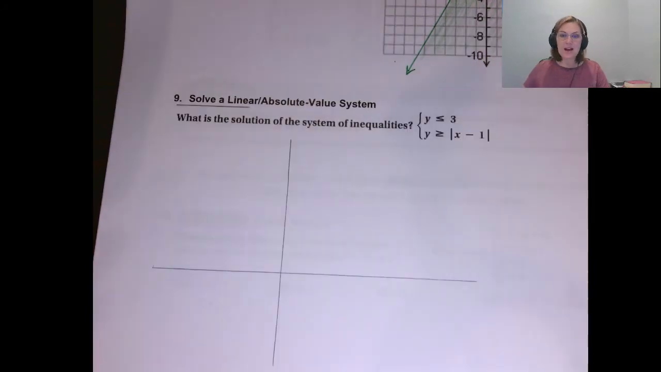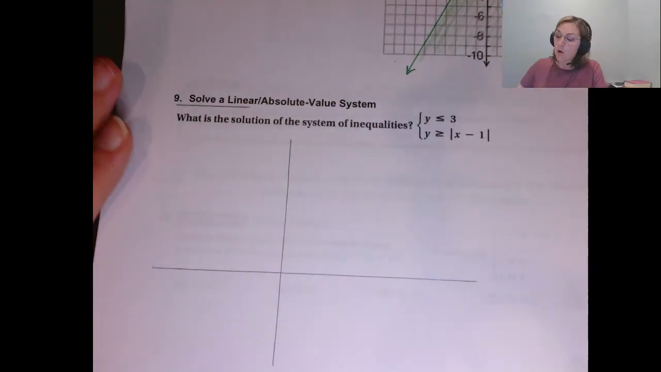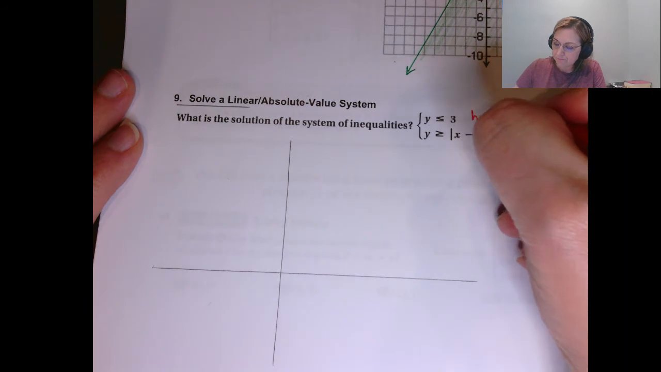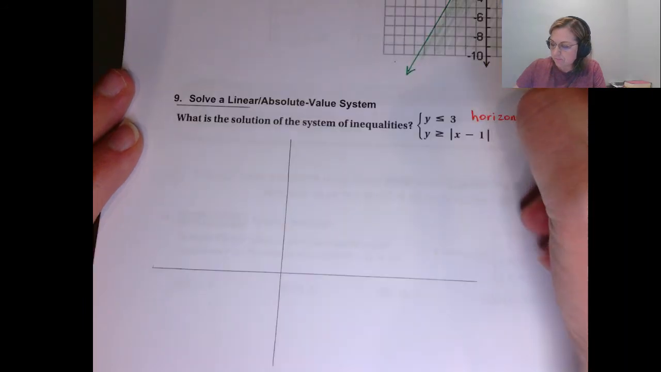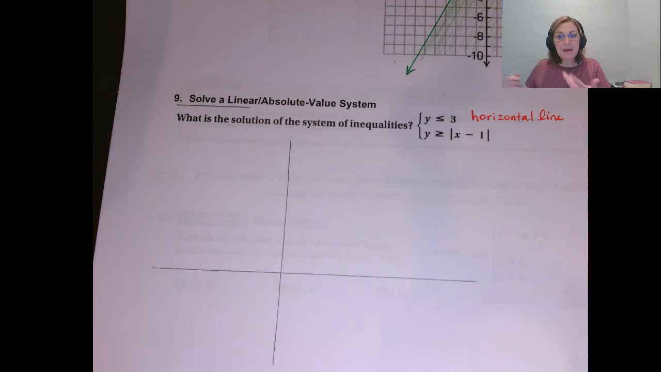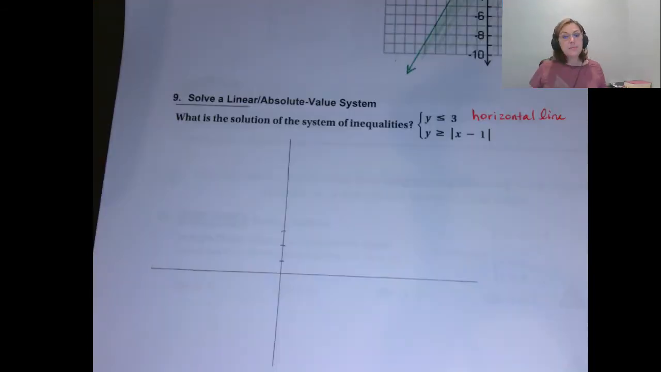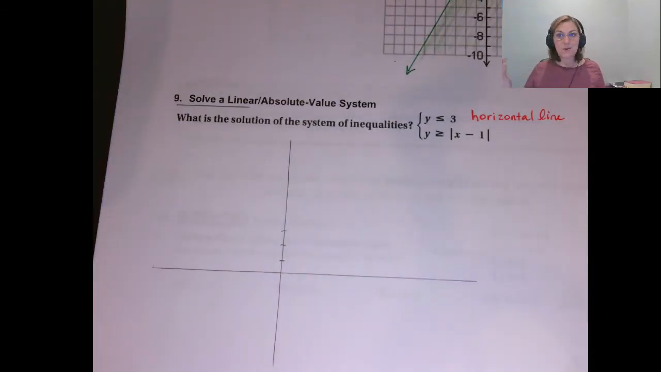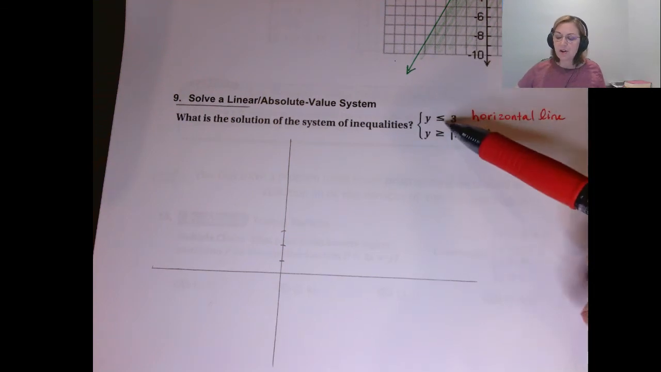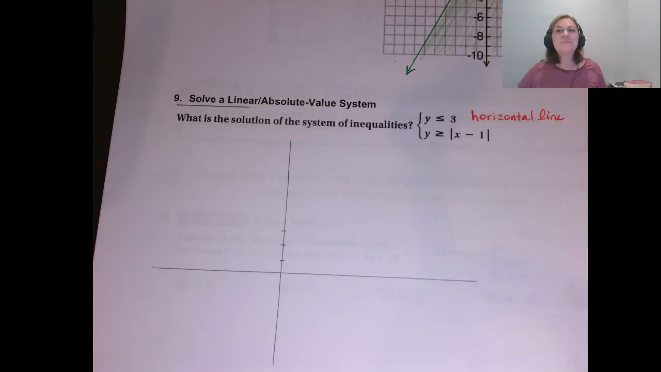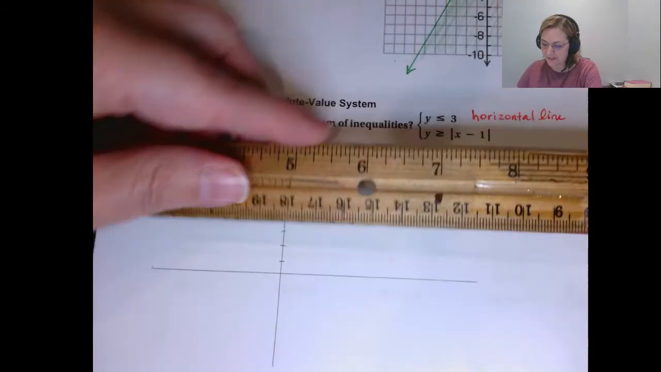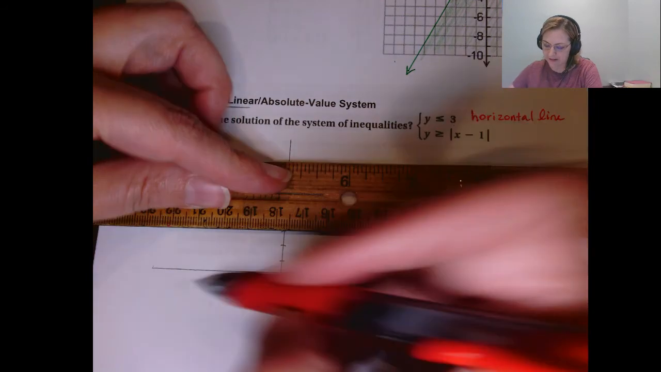Remember what each of these look like, okay? I know that y equals a number is a horizontal line. And so that means that I'm going to go up here on the y-axis. I'm just going to make some marks here. I'm going to draw a horizontal line at y equals 3. Ask yourself, is it going to be a solid line or a dashed line? It is going to be a solid line. So let's draw a solid line at y equals 3 here.